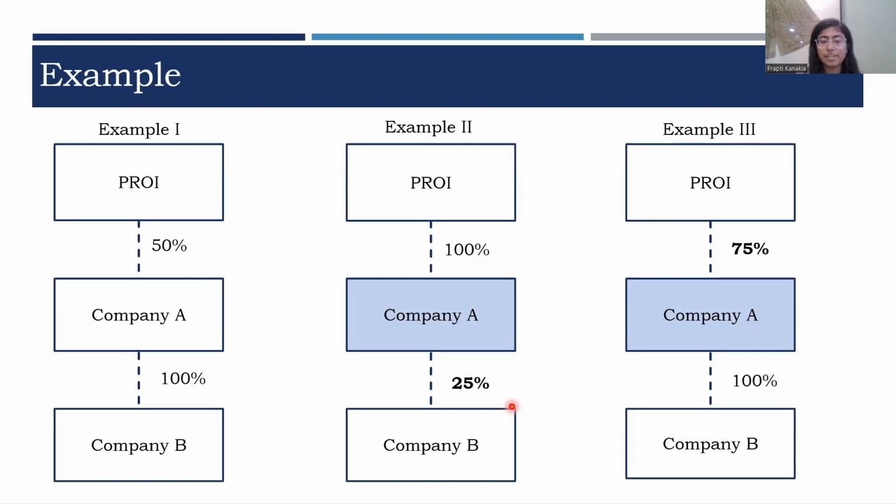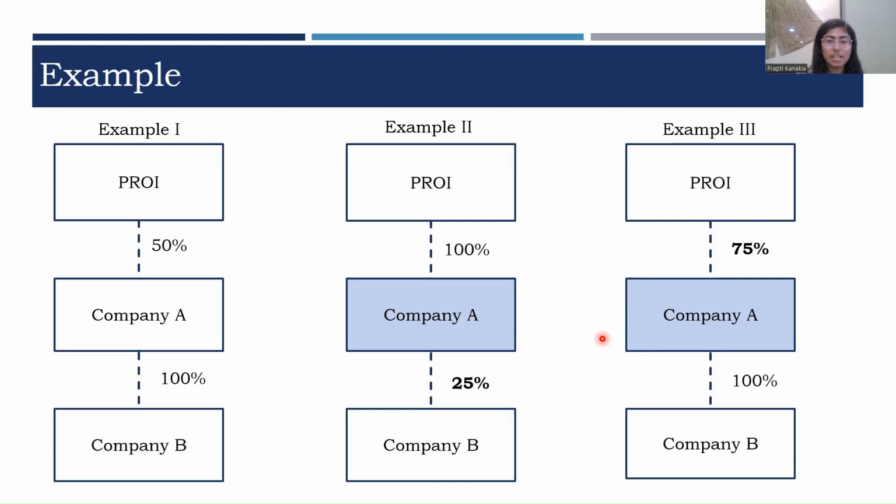The calculation will be different when the FOCC is establishing or investing in a wholly owned subsidiary. In that case, we will look at the investment received by the FOCC. Let's explain the same through an example. Here, the PROI has invested only 75% in company A, which means the rest 25% is invested by another person resident in India. Therefore, 75% reflects the foreign funds and 25% reflects the Indian funds. And therefore, the amount of indirect foreign investment in company B will be limited to 75% only.